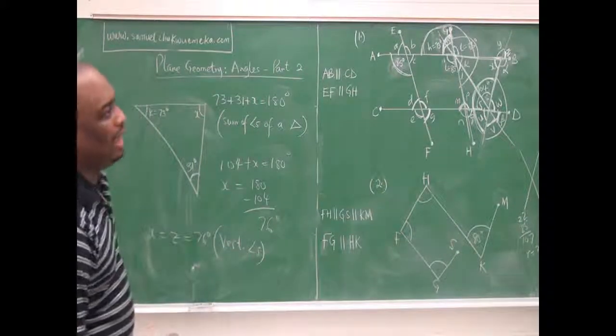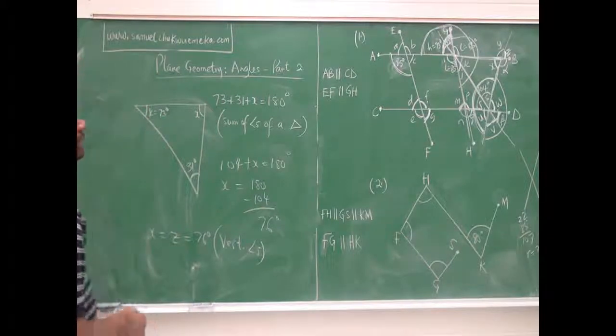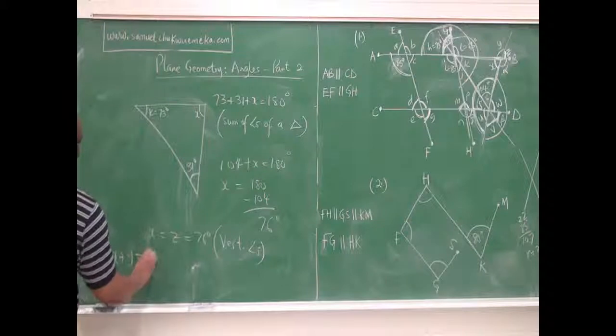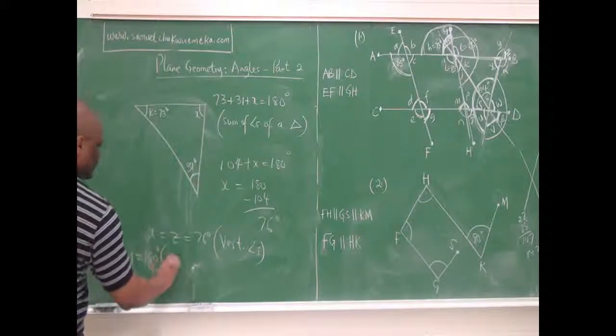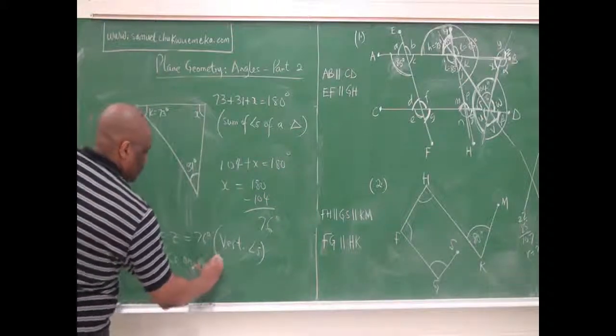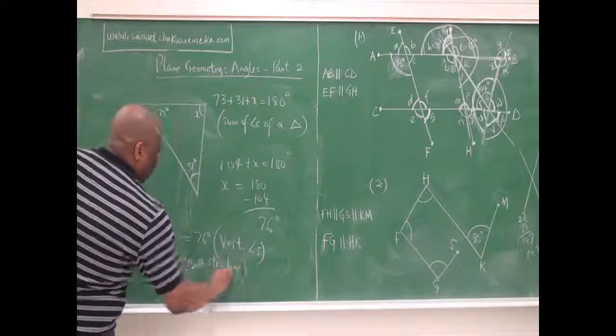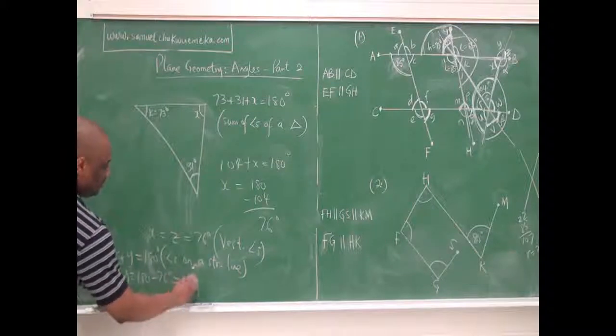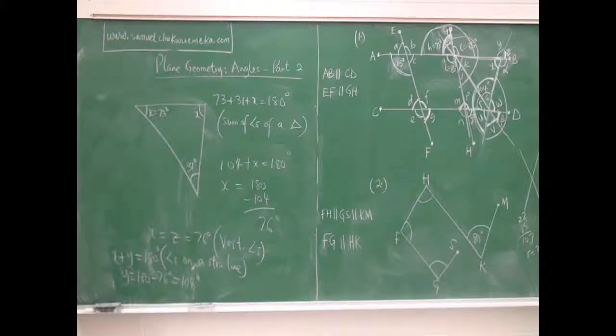And then our X plus Y is equal to 180 degrees. Reason: angles on a straight line. So Y will be 180 minus 76, which is 104. So Y is 104. And then Y is equal to alpha, which is 104 degrees. Reason: vertical angles.